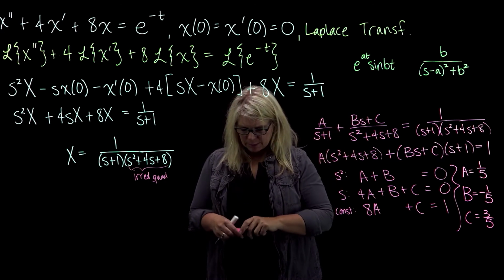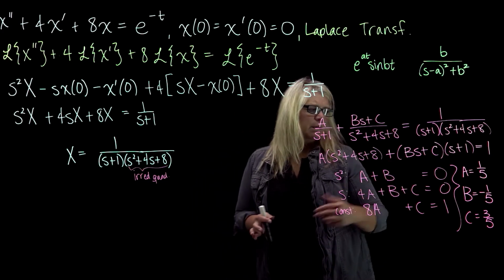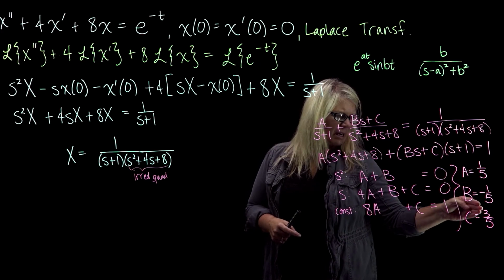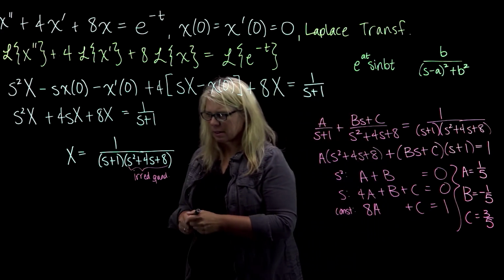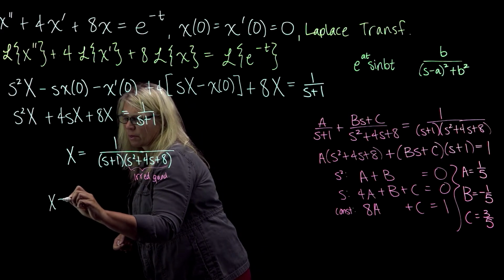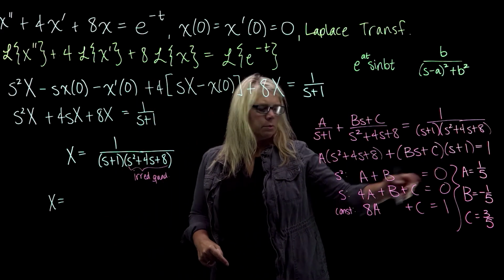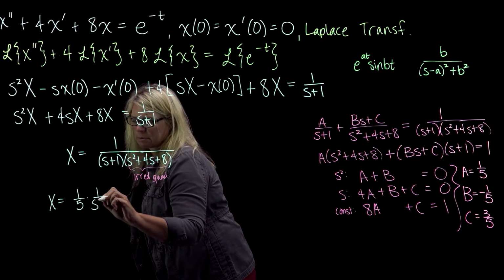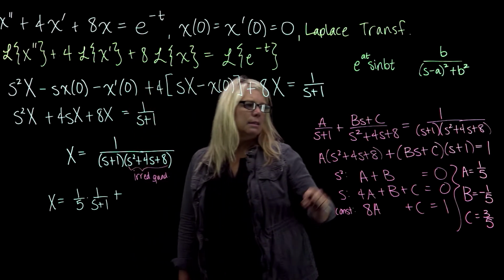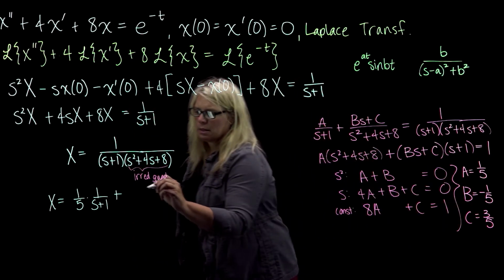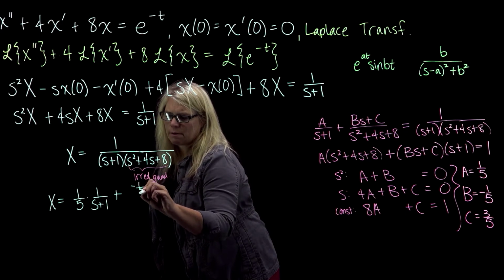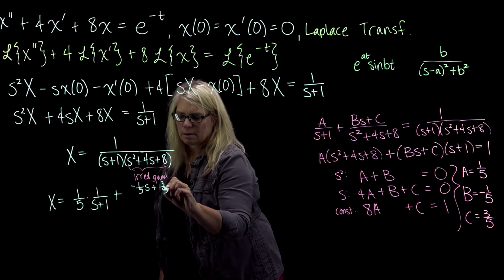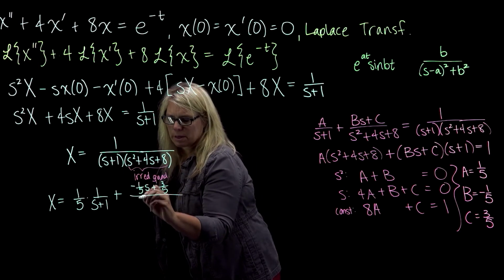And with these fraction constants, sometimes it's handy to put them out front. I'm going to do that actually on this first one. For this second one, I'm going to leave it here for a second because there's a little bit more algebra I'm going to need to do. So, all right, for the A over s plus 1, I'm going to have 1/5 times 1 over s plus 1 plus, and then here I'm going to go ahead and put these on the numerator. So minus 1/5 s plus 3/5 over s squared plus 4s plus 8.